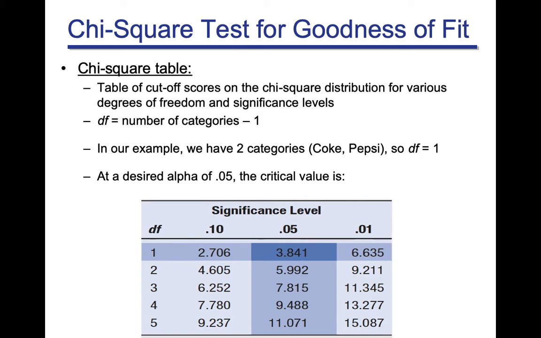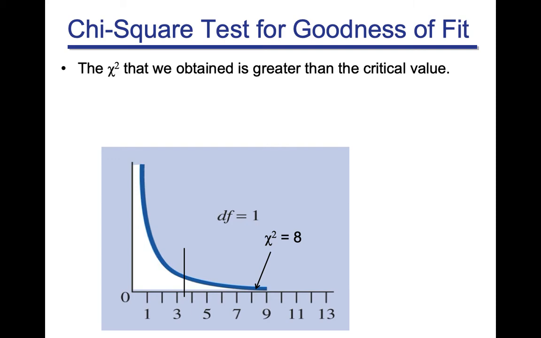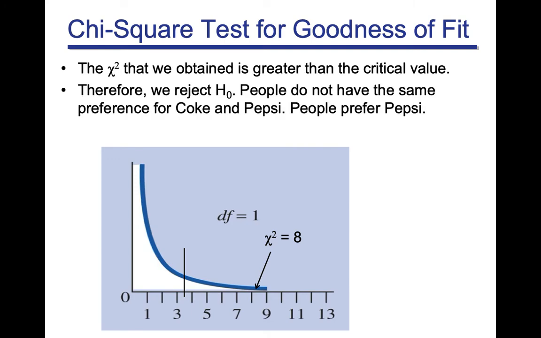Okay? And indeed, we calculated a chi-square that was 8. So that chi-square is larger than our critical value of 3.84. It falls in the critical region. So our conclusion is that we're going to reject the null hypothesis. People do not have the same preference or equal preference for Coke and Pepsi. People prefer Pepsi. So we can be specific, okay?